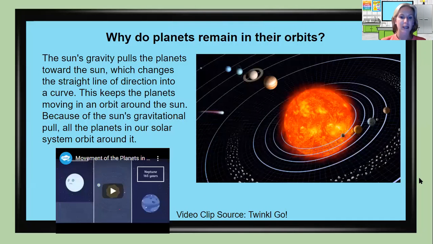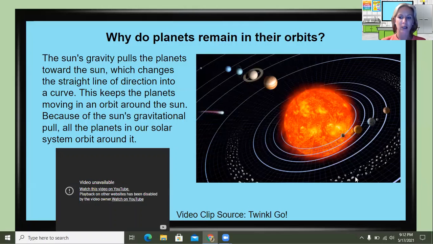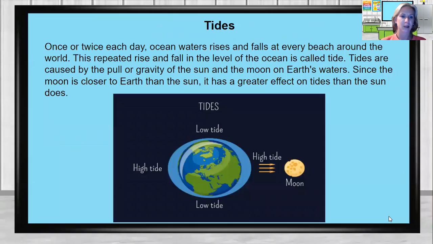All right, so the next thing that we are going to discuss is our tides. And our tides are directly affected by the gravity of the moon. Once or twice each day, ocean waters rise and fall at every beach around the world. This repeated rise and fall in the level of the ocean is called tide. Tides are caused by the pull of gravity of the sun and the moon on Earth's waters. Since the moon is closer to the Earth than the sun, it has a greater effect on tides than the sun does.